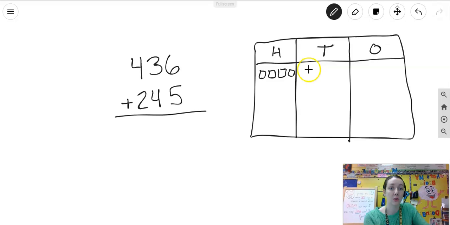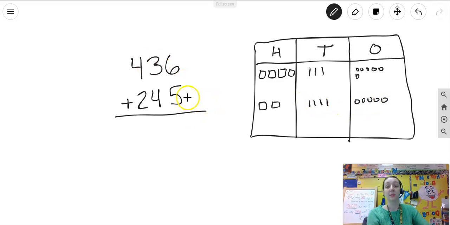All right, so I have 436, 2, 3, 4, 5, 6, okay? And then 245. So let me draw it first, and then I'll show you how to do it with the standard algorithm.